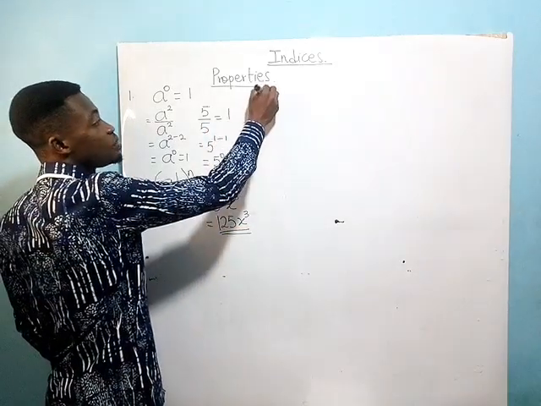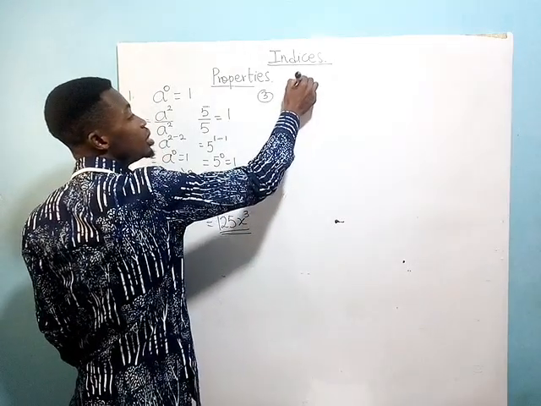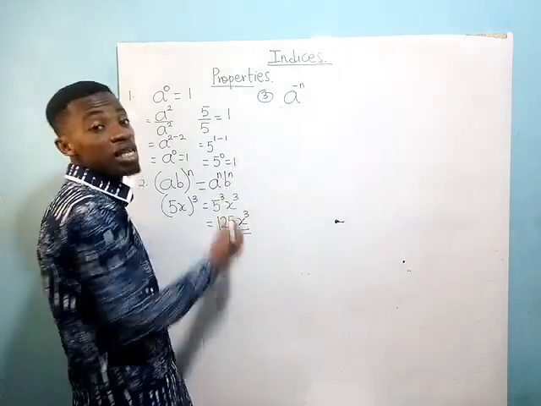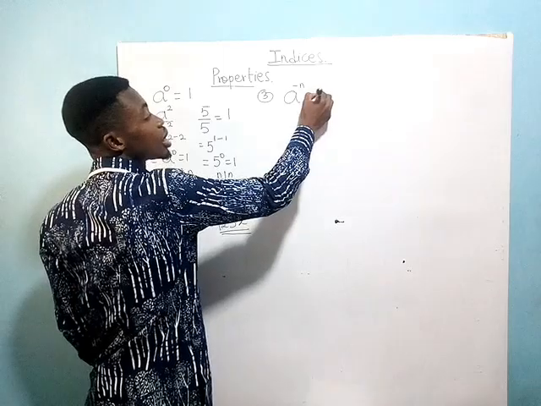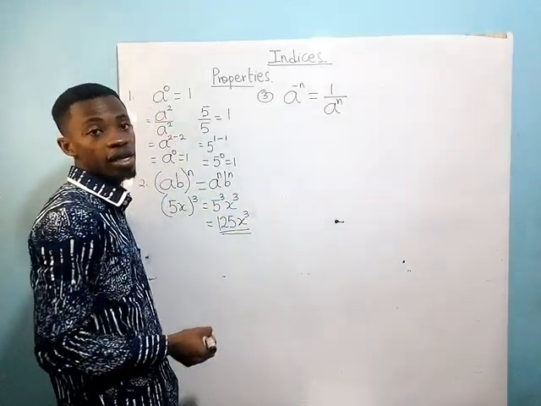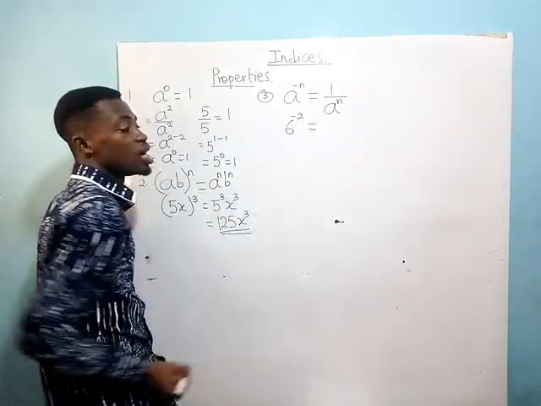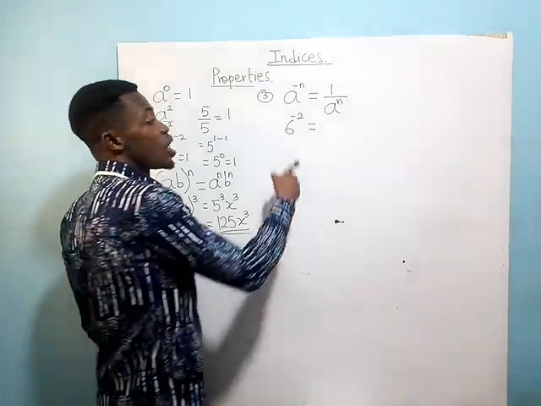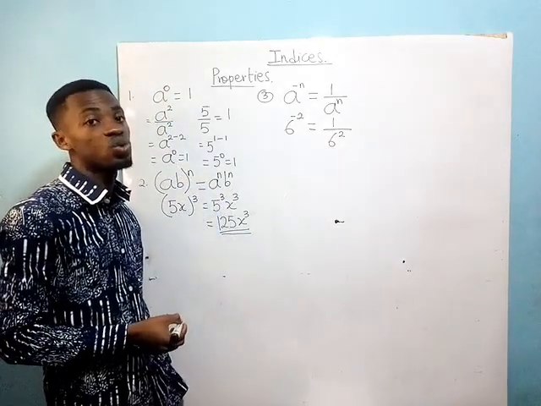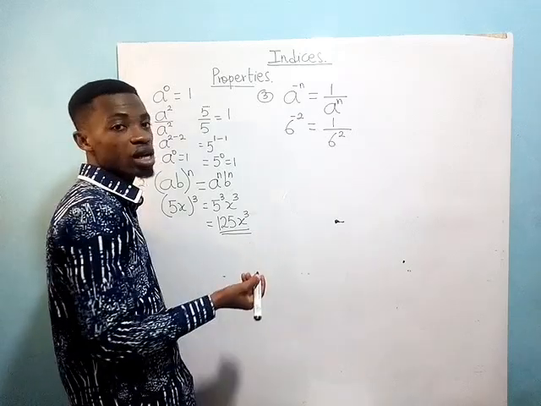Let's take the third property. So for the third property, we have a number, a base raised to a power negative n, or a negative integer. This can be written as 1 over a to the power n. So if I have 6 to the power negative 2, I can write 6 to the power negative 2 as 1 over 6 to the power 2. Okay, we can move on.